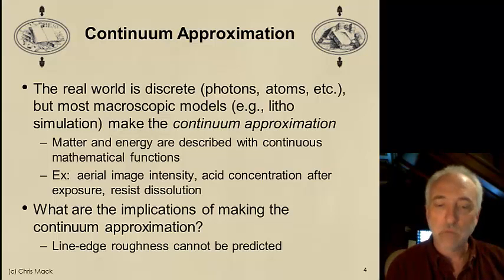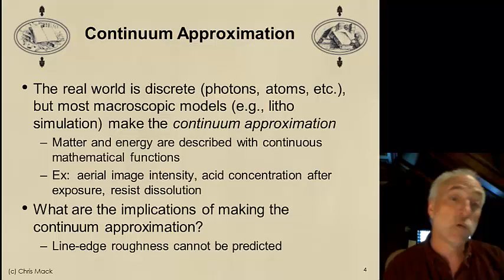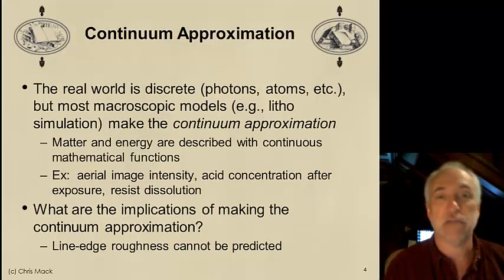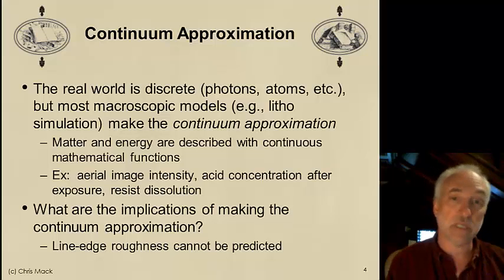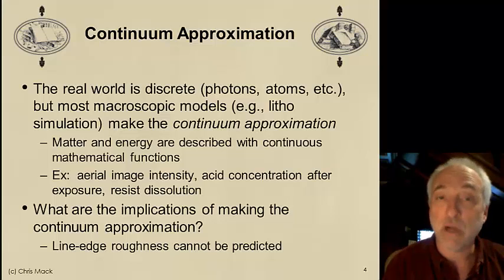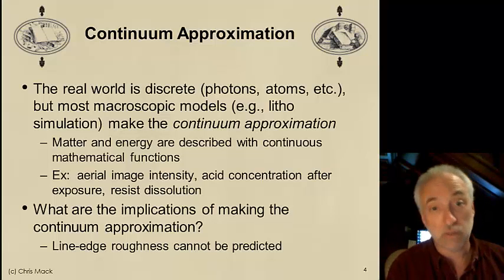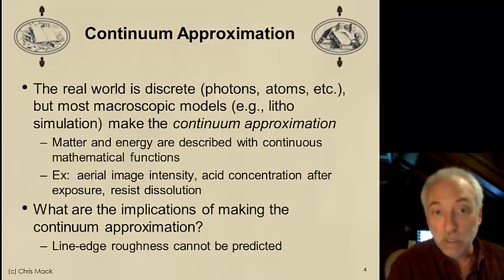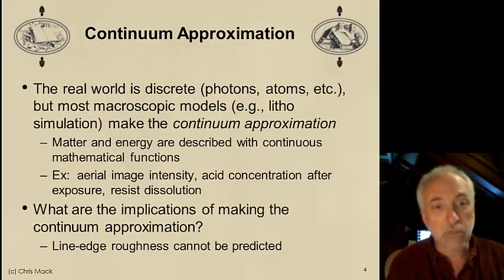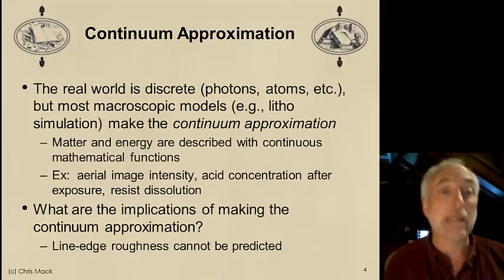In fact, when we think about the world stochastically, we find that the mean value of things like image intensity and acid concentration is the value that we've been talking about before. And we call that the mean field theorem, that the continuum world is equal to the stochastic world in the mean, on average, but not for any given instance of it.